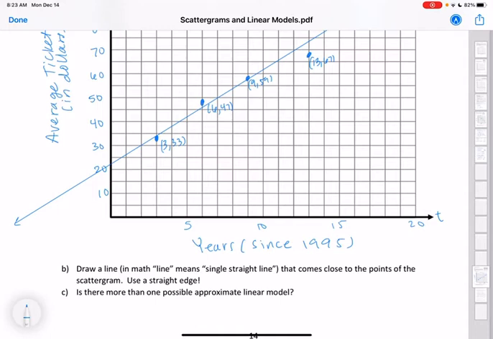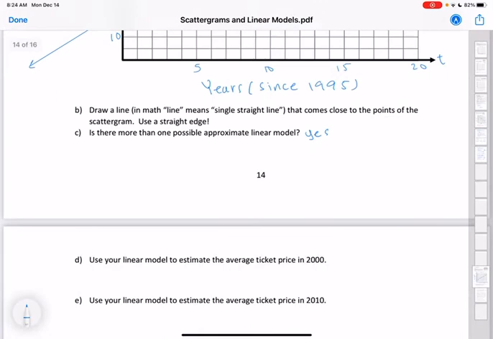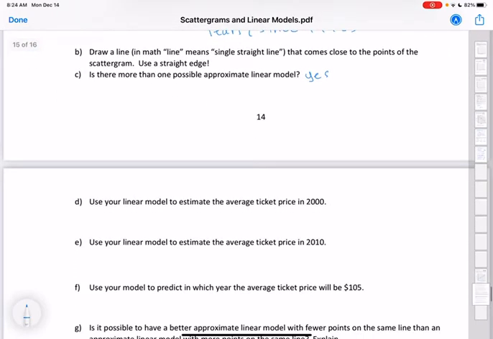It says, is there more than one possible approximate linear model? Definitely, right? Because the odds of us all doing the exact same line right there would be very small. So yes, but in general, they're all going to look the same. But yes, there's more than one linear model.